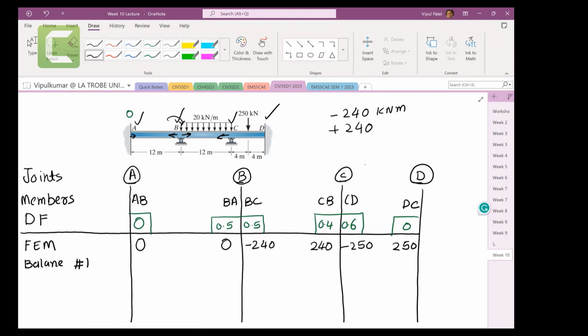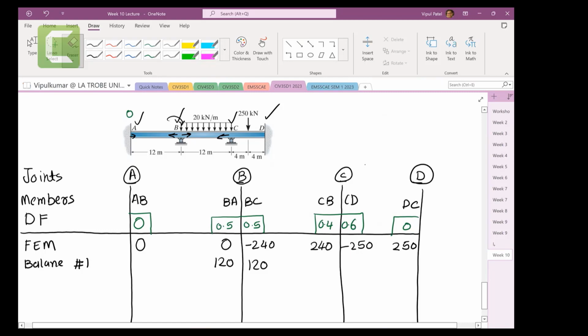And joint B is going to take help from BA and BC. BA says I will take 50% of that, so 240 times 0.5 gives me positive 120, and BC says I will take 50% as well, so 120. Now if you sum them all up, it becomes 0. You can look at the word balance: 0 minus 240 plus 120 plus 120 becomes 0. Excellent, that's what we wanted. This is all good for joint B.